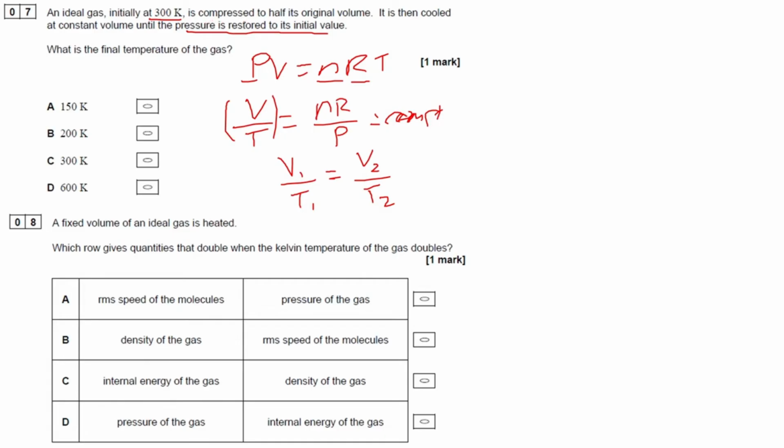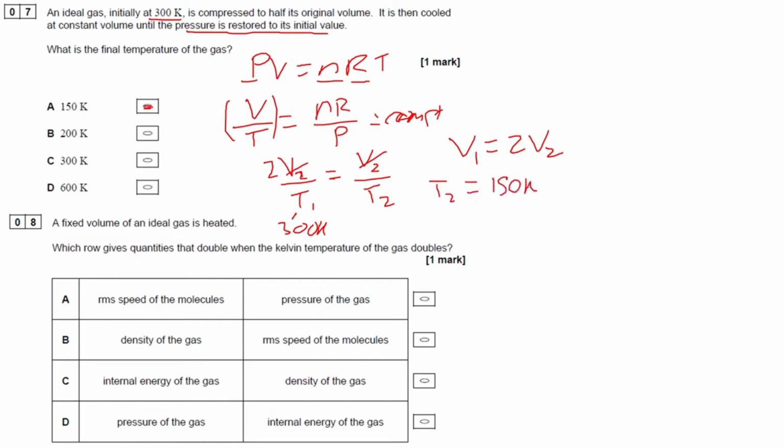So the volume is compressed to half its original value. In other words, the initial volume is twice the new volume V2, so I can substitute V1 as 2V2. Then the V2s cancel. T1 was 300 Kelvin. I can rearrange this equation now: 2 over 300 equals 1 over T2, to get the new temperature to be 150 Kelvin.